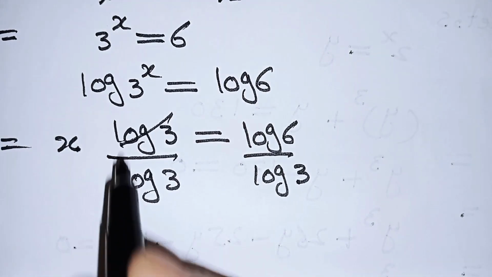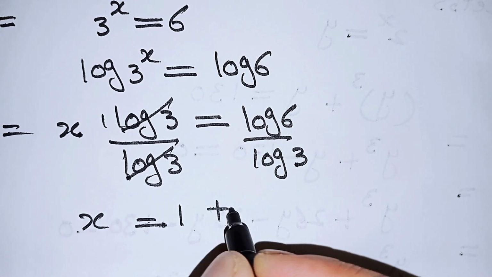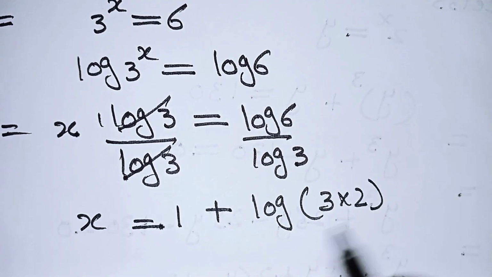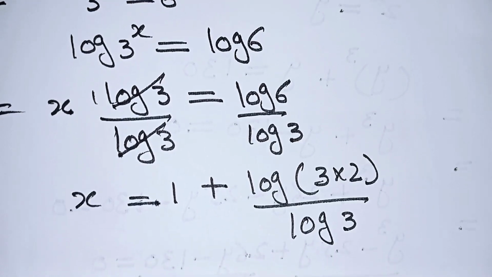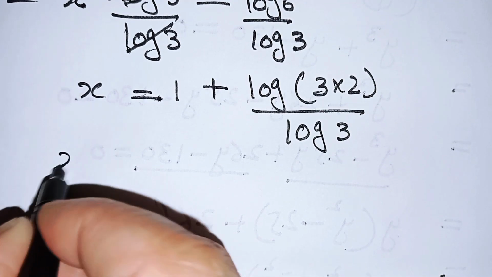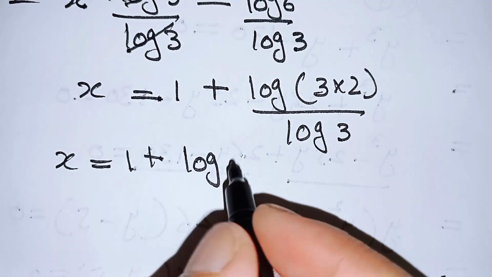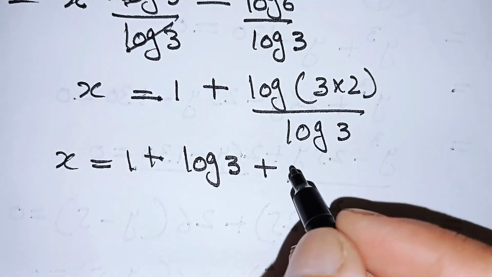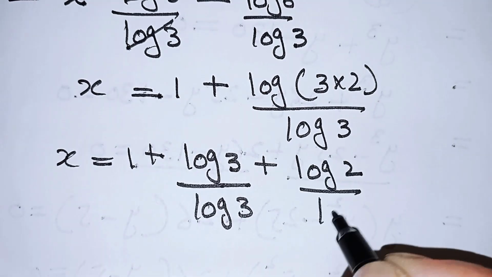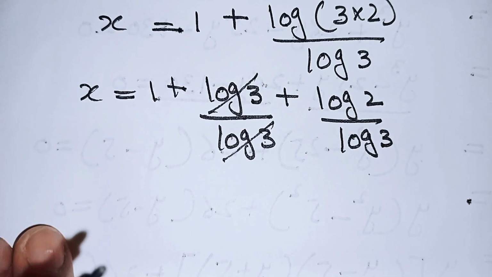And now here cancel this log 3 with this log 3, and the remaining is x equals 1 plus log 6, which can be written as log of 3 times 2, over log 3. So in the next step, x is equal to 1 plus log 3 plus log 2, over log 3.